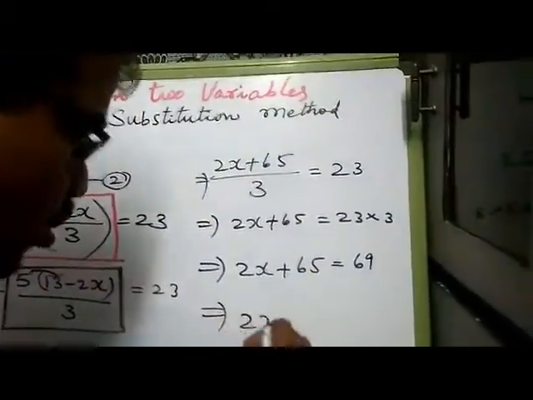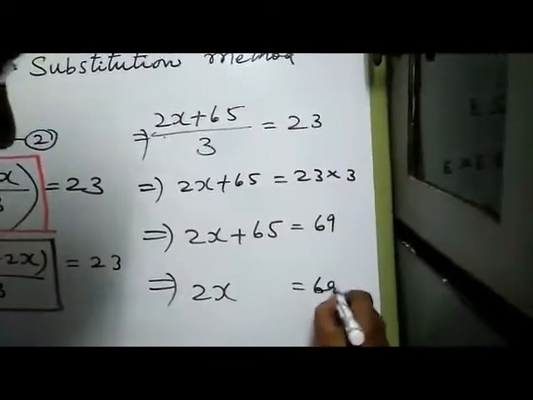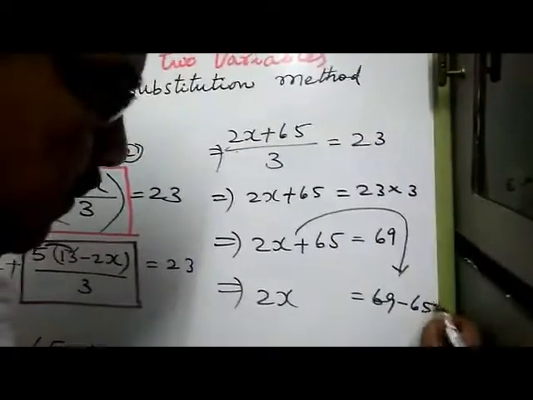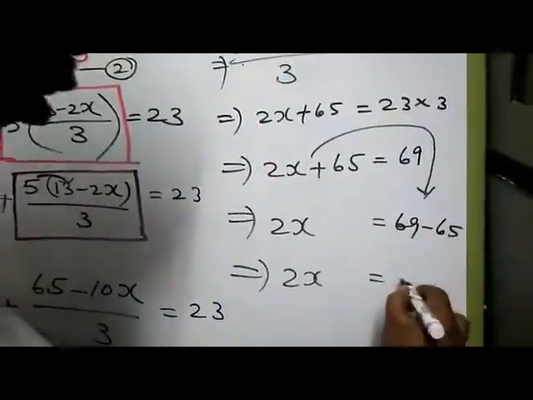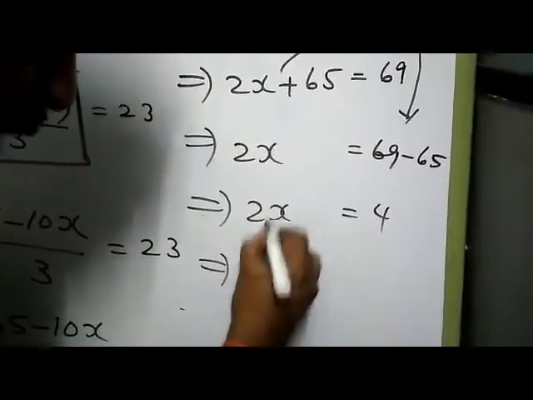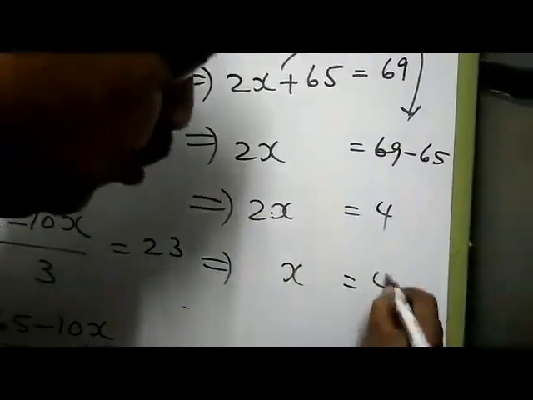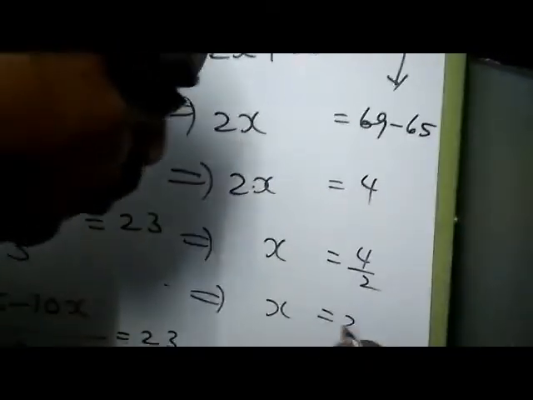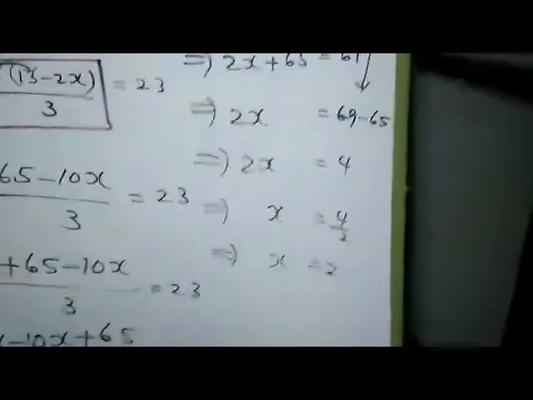That implies 2x is equal to 69, and this plus 65 will be transposed as minus 65. That implies 2x is equal to 4. 2x is nothing but 2 into x, so x is equal to 4 by 2. That implies x is equal to 2.